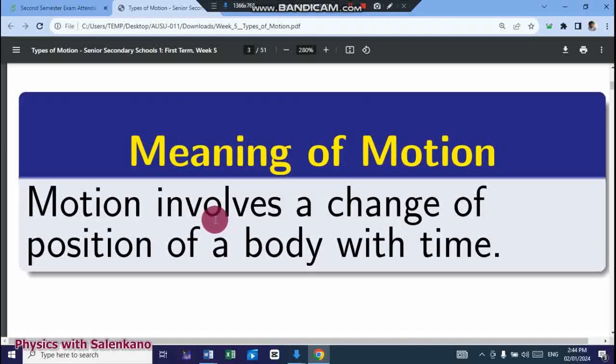Now, we will begin by explaining the meaning of motion. What do we mean by motion? Motion involves a change of position of a body with time, meaning if the location of an object changes as time changes, we say the object is in motion. If time is changing and the location of an object is not changing, its position in space is not changing, then we say that that object is not in motion.